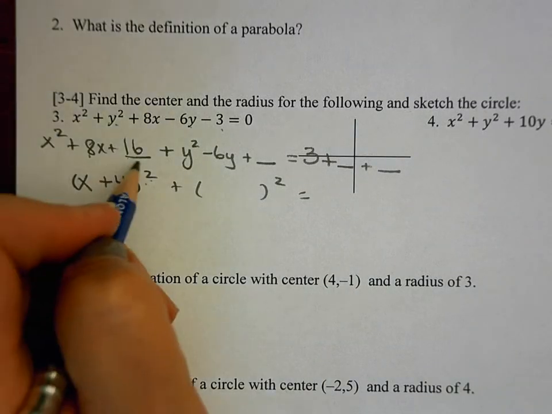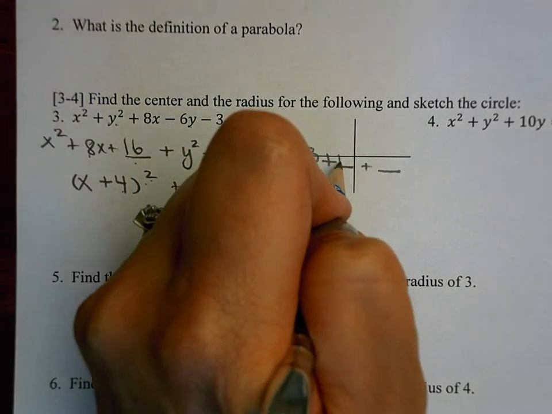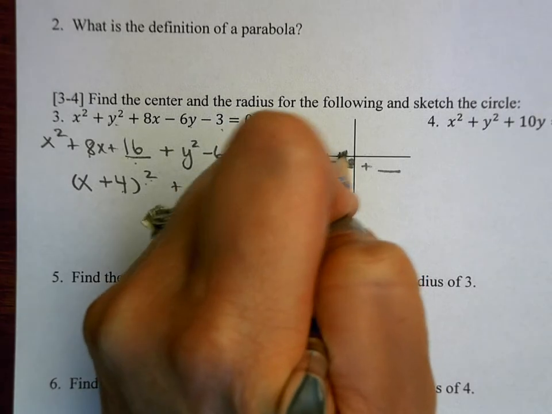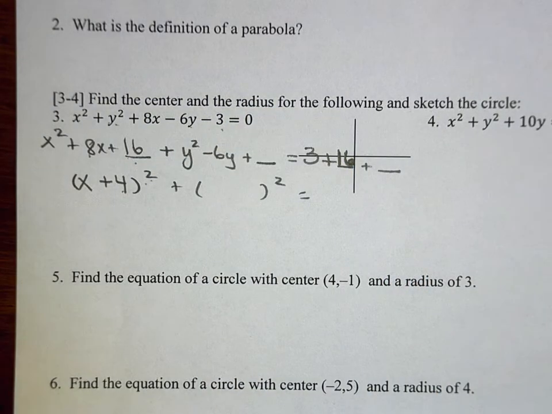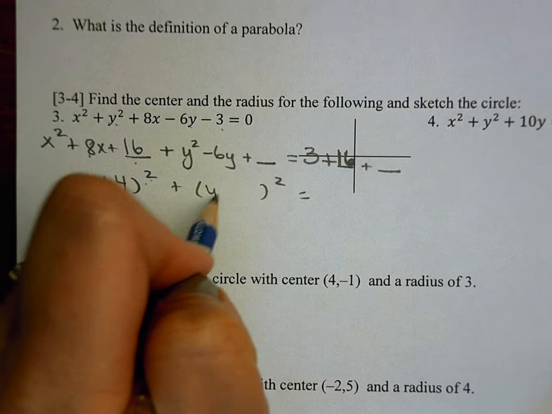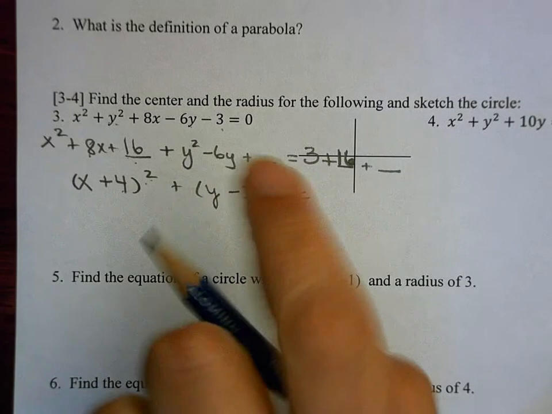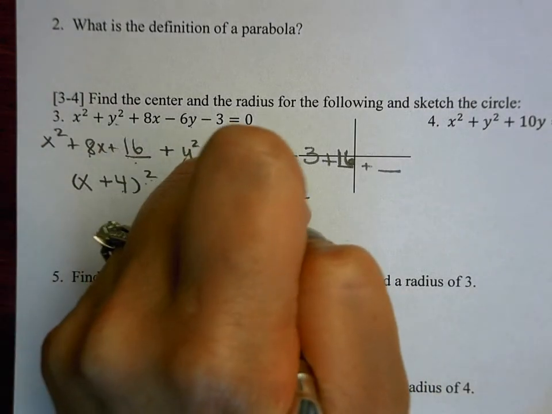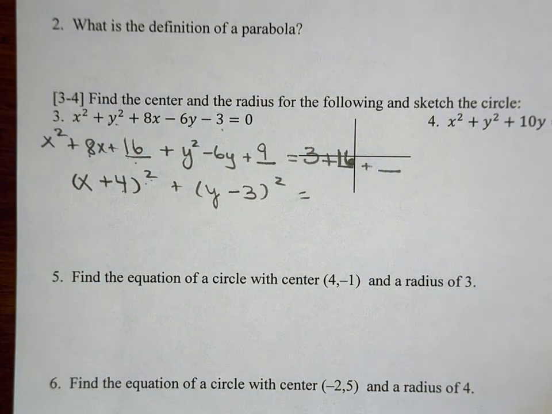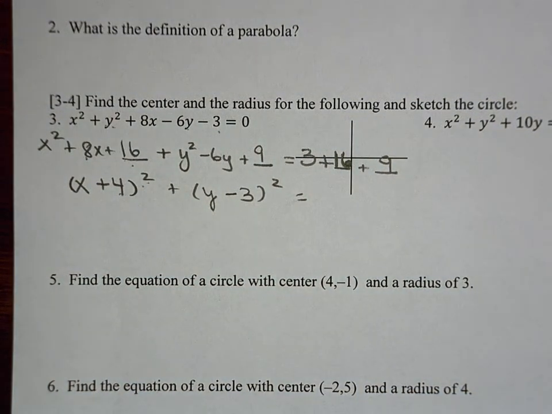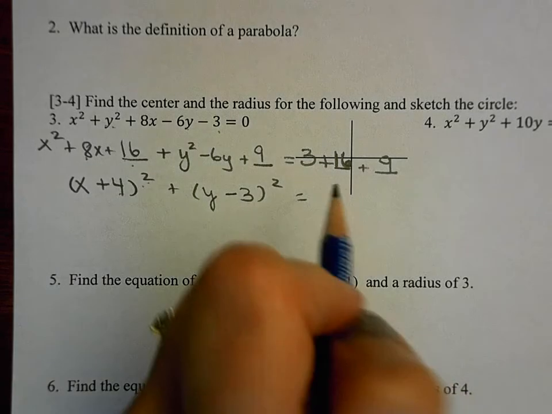So I want to add 16 to that side, so I'm also going to add 16 to this side as well. And then for the y term, I'm going to do the same thing here. So I'm going to take half of negative 6, so that's negative 3, and then square that, and that will give me 9. And so I'm going to add 9 to the left, and then also to the right. And then go ahead and combine or add up the numbers. So I'm going to do 3 plus 16 plus 9.